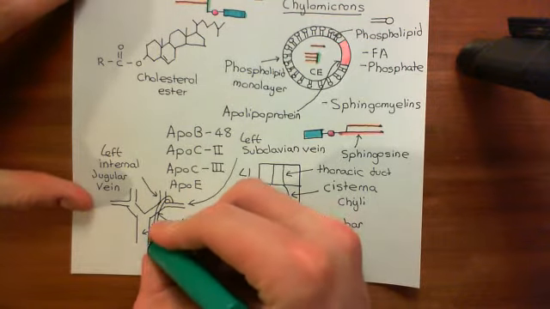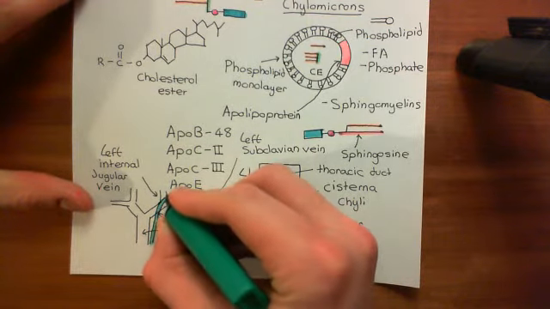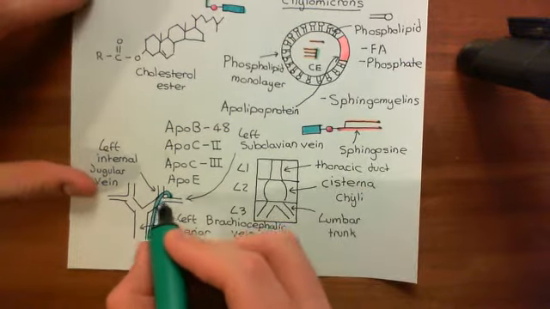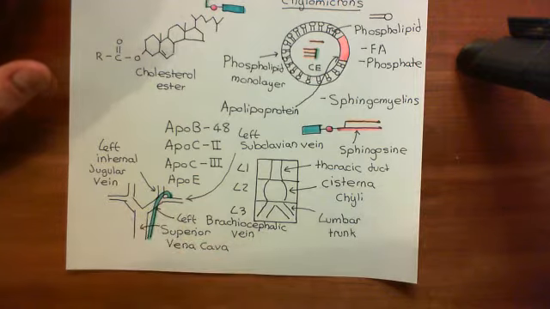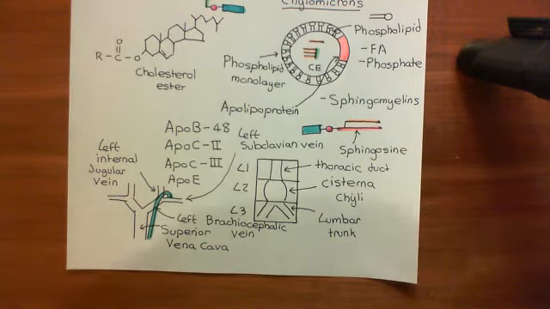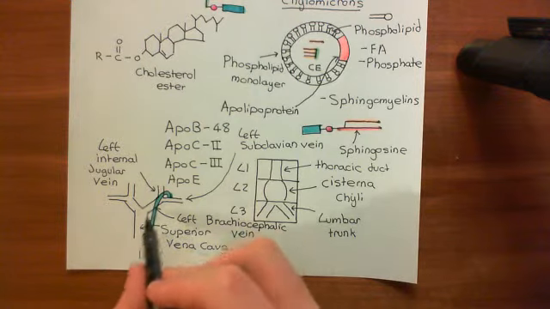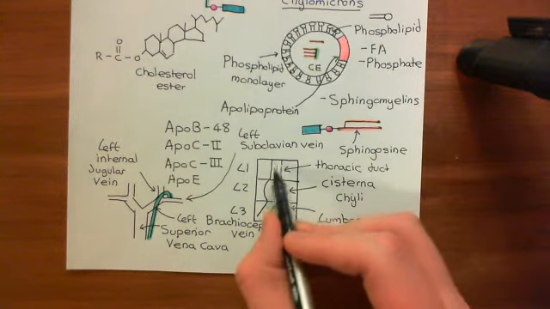So let me highlight it now in turquoise. Here is the thoracic duct, and it's joining, as you can see, the left subclavian vein just before it joins the left internal jugular vein to form the left brachiocephalic vein. Now, there are not two thoracic ducts. This is the one thoracic duct.